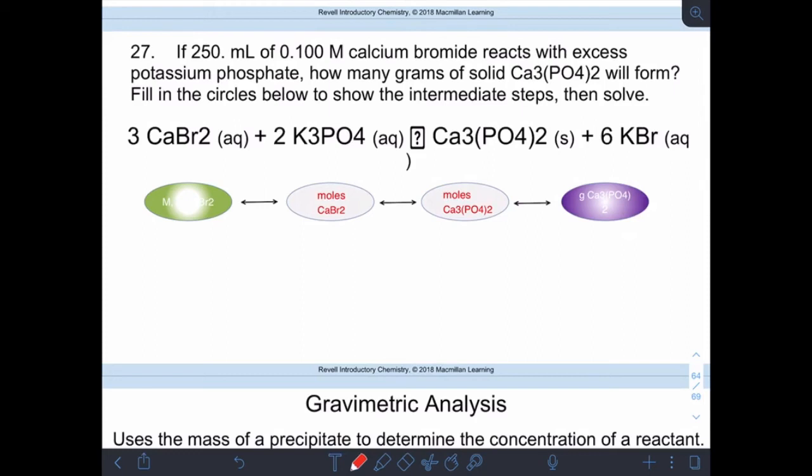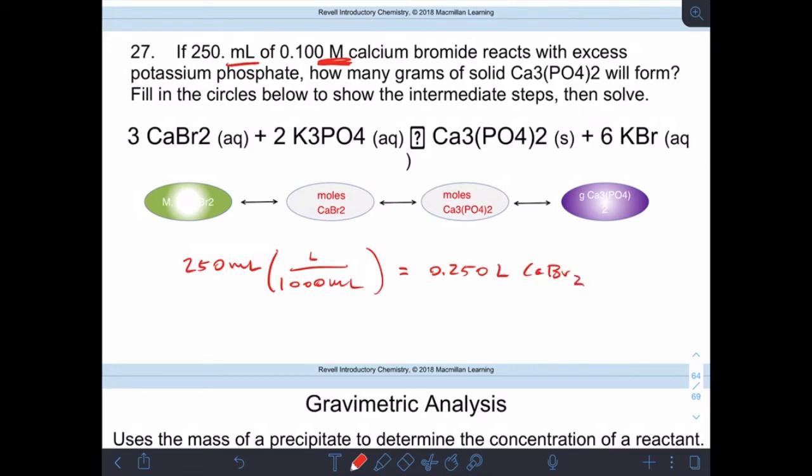So earlier in the chapter, when we were doing all that stuff with molarity, I tried to impress upon you that anytime you see that capital M in the problem, that means it's going to be used as a conversion factor. So the units of molarity are moles and liters. So right now I'm in milliliters, so let's do a quick conversion there. So 250 milliliters, and there's 1,000 milliliters in 1 liter. So that gives us 0.250 liters of the calcium bromide.